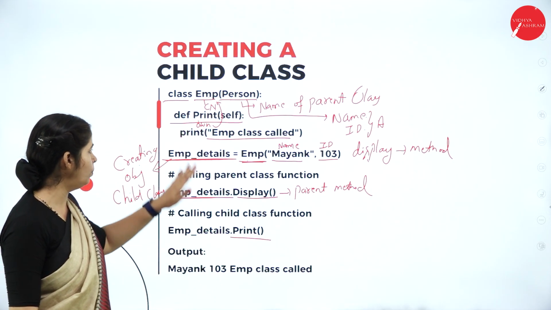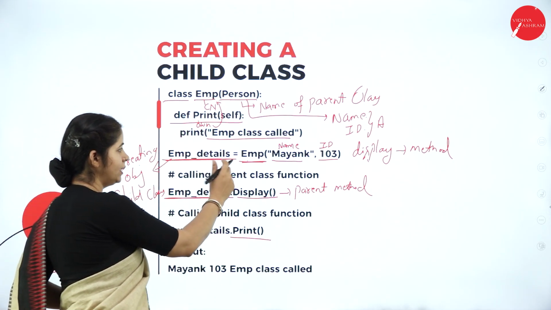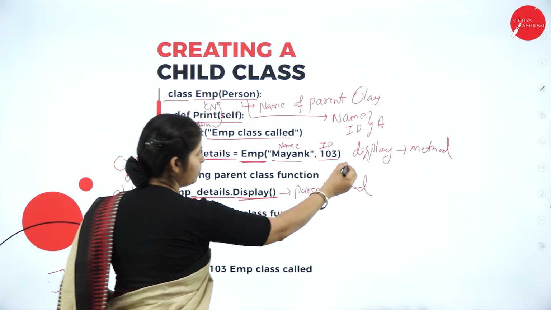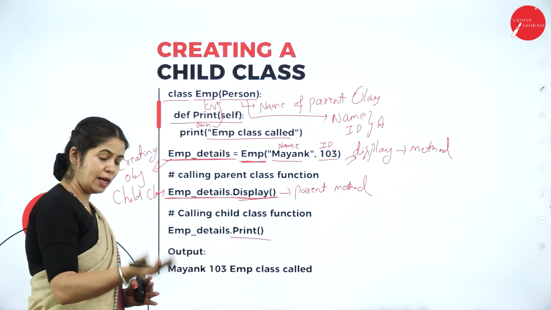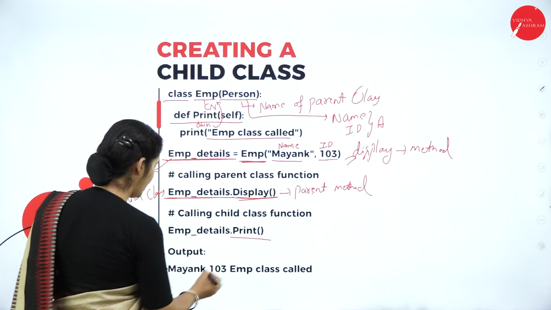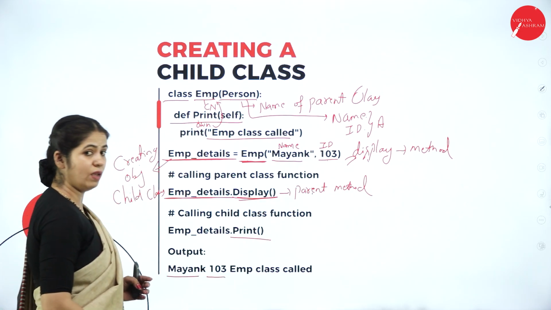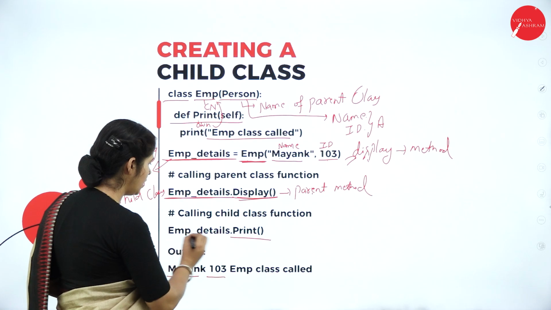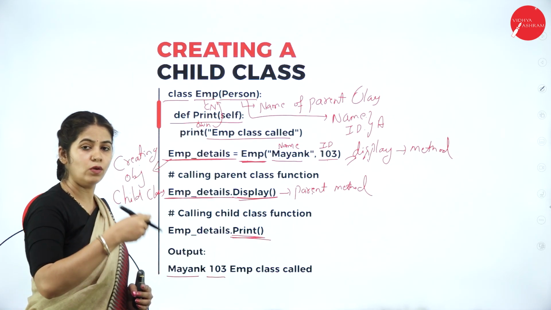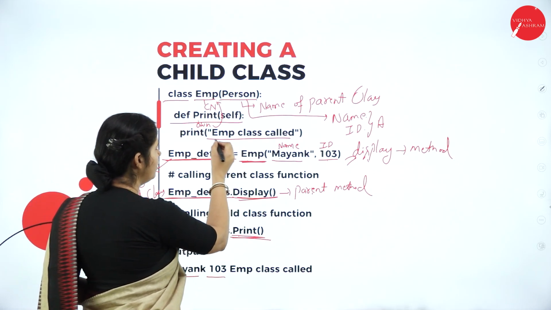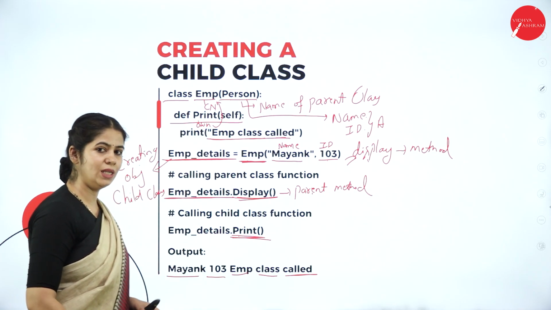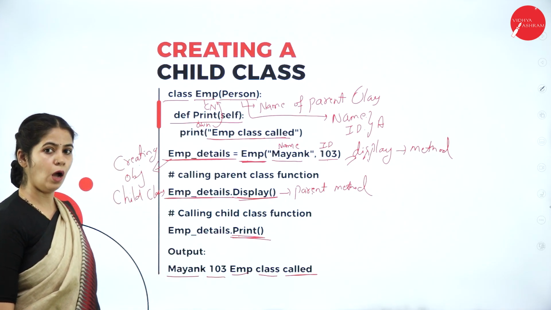So what would be the output of this? We are creating employee_detail. When it calls the display function, it calls the display function of whose? The parent's display function. There, what are we printing? We are printing the name and the ID. So Mayank and 103 will be printed. Soon after that, we are calling one more function, the print function, which is its own method of the child class. What do we have in that? Employee class called. So Employee class is called. This will be printed as an output.